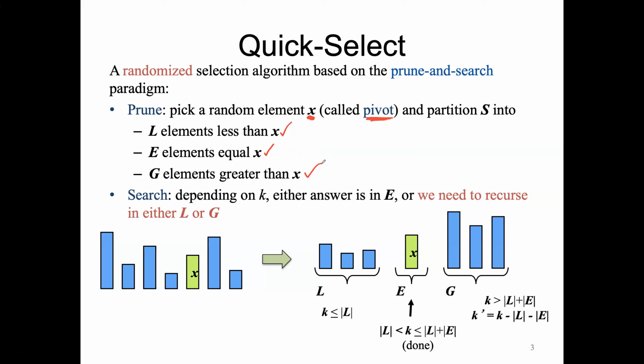So that partition part is the same. But what's different is, unlike quicksort, we're not going to recur on both L and G. Instead, we're going to pick one of them and determine which one we should recur in based on where we know the kth smallest element will be.